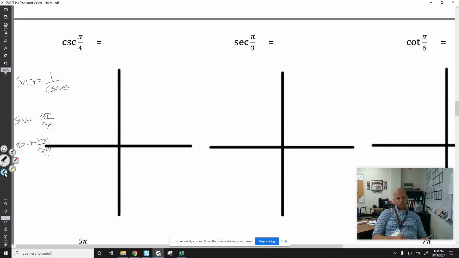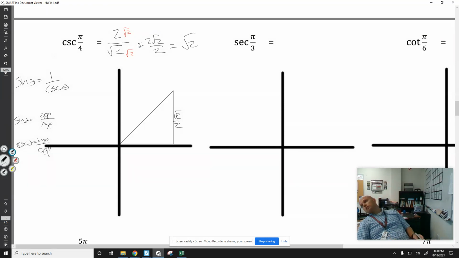So I'm going to find the sine value. That's nice. Sine value is root 2 over 2. I'm going to flip it. Okay, the sine of pi over 4 is root 2 over 2. Cosecant of pi over 4 would be 2 over root 2. And multiply the top and bottom to rationalize this. And I get 2 root 2 over 2. Well, those 2's cancel. I just get root 2.